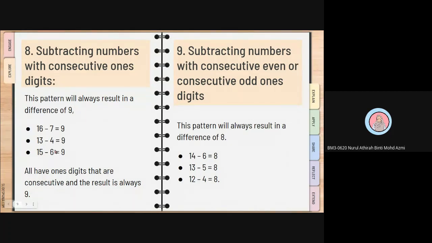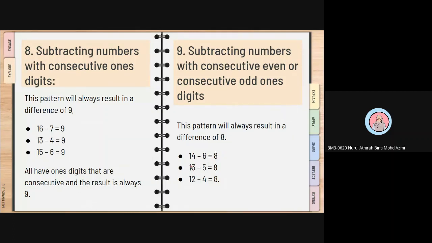Okay, next, subtracting numbers with consecutive even or consecutive odd digits. Like I said earlier, consecutive even numbers follow each other continuously in even numbers in one digit. For example, 0, 2, 4, 6, 8. This pattern will always result in a difference of 8. So 14 minus 6, we see the one digit in the minuend is 4, the subtrahend 6. 4, 6, we always get 8.